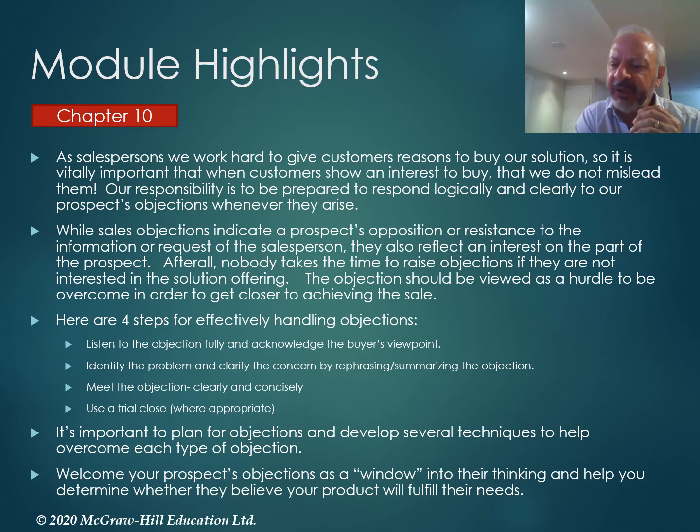And that leads to point number 3. We want to meet the objection clearly and concisely. And then, where appropriate, we can actually use a trial close. For example, if we've already handled a lot of objections to this point, and now the objections are starting to become rather trivial, not very important anymore, we've handled all the big ones, you may at some point try to trial close on this. So in other words, you might say, well, Mr. Customer, is there anything else that we need to address to put this issue to bed?